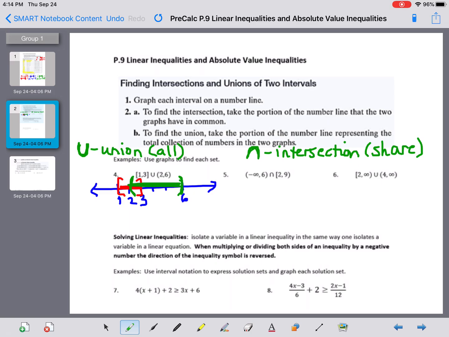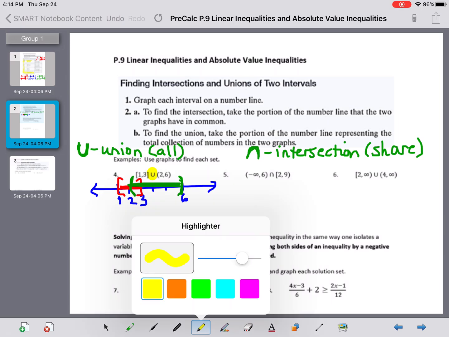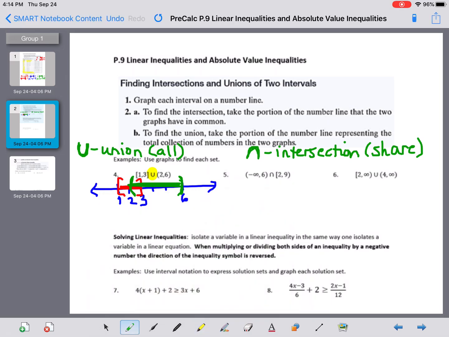And right now I have the union, right? So I'm looking for all of them involved. When I'm looking for all of them involved, I basically say, where's my far left? Well, it's 1. Where's my far right? It's 6. So I have everything involved between 1 and 6. That's my answer for my union between those 2 intervals.